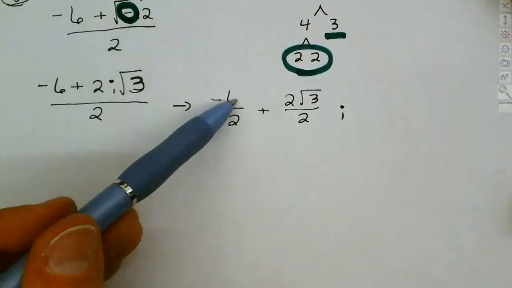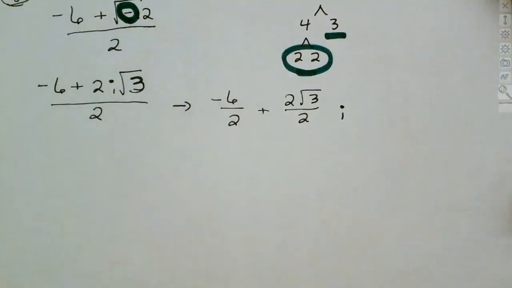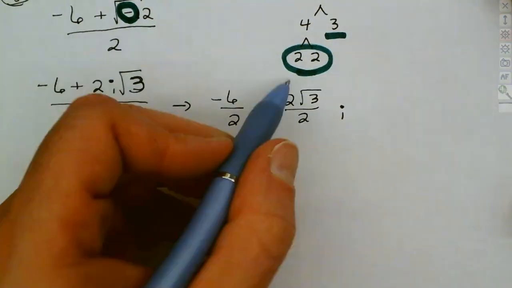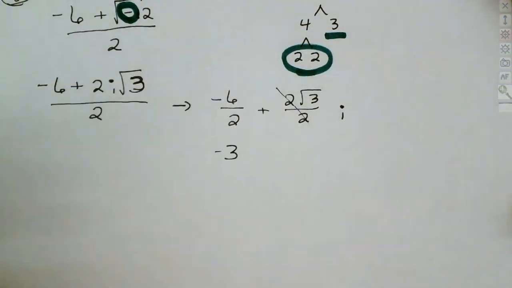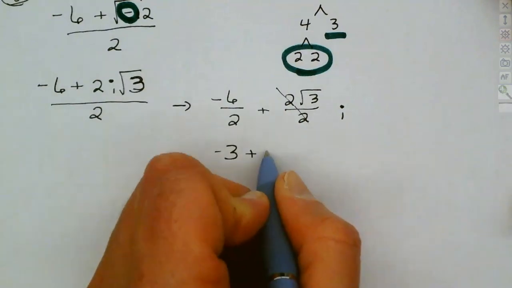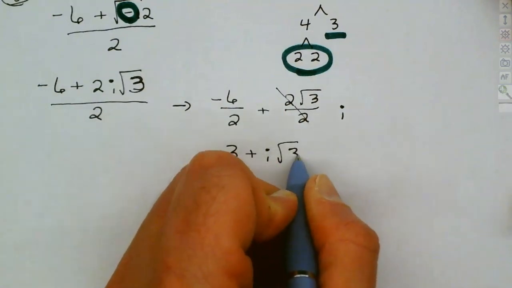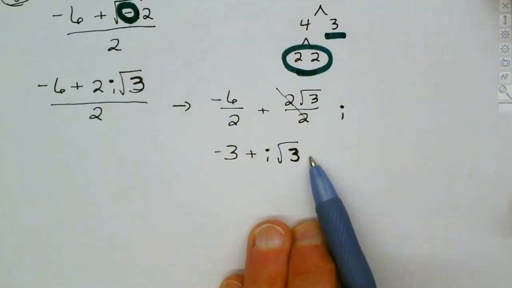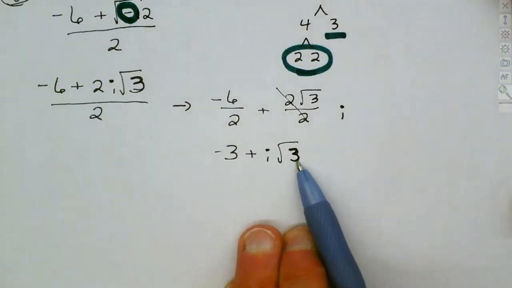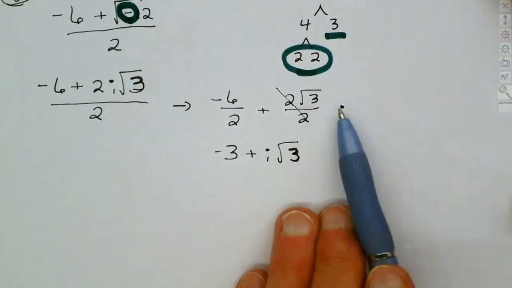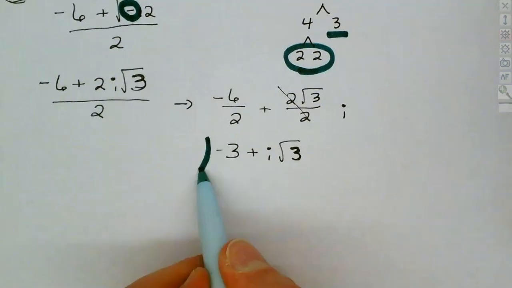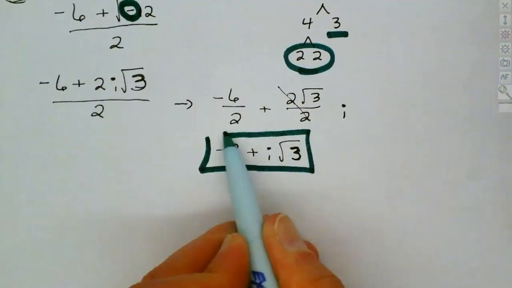Okay, so minus 6 over 2 reduces down to a minus 3. What about the 2's? They can cancel. And if we don't have a fraction, we'll put the I in front. Now, when we write this, we don't want to put the I at the end because you might think it's underneath the root. So most times, unless it's a fraction, we'll put the I in front. So that would be your answer, and that is in standard form.